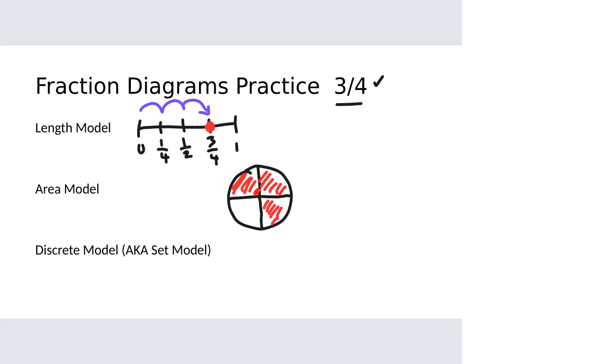And then with the discrete model, if I want to indicate 3/4, I'm going to have 4 things, and I'm going to highlight 3 of them. It doesn't matter which 3 you highlight. They'll probably be next to each other. That's a lot easier to circle and identify. But that's 3/4. So there's 3/4 using the length model, the area model, and the discrete model. Let me know if you have any questions on those before we look at some questions that are more like problems to solve.